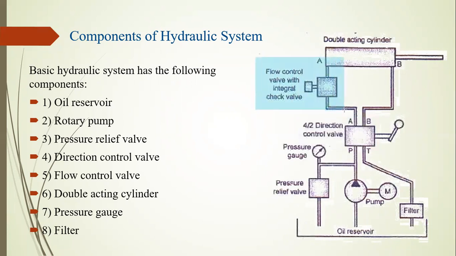Here a flow control valve is given, with an attached integral check valve. What is the function of it? It controls the flow. It maintains the flow quantity inside the line. Then on the top side is a double acting cylinder. Double acting cylinder means it works on both sides of the cylinder, called the A side and the B side. The working process is that it moves in both directions.